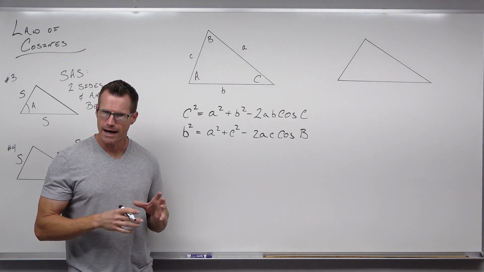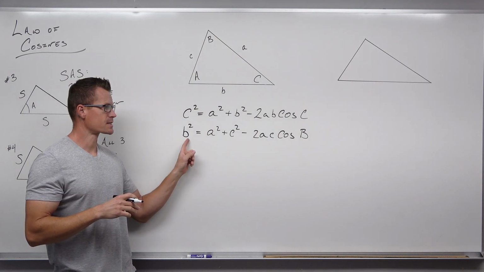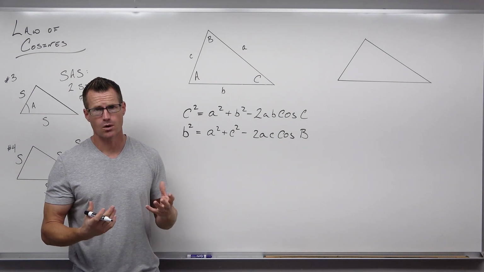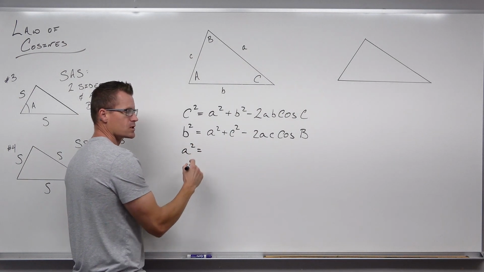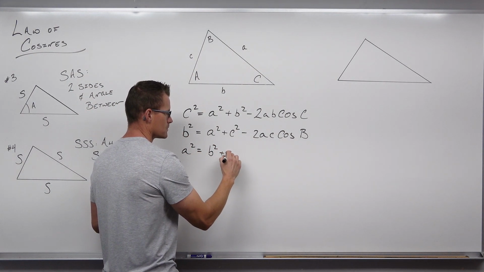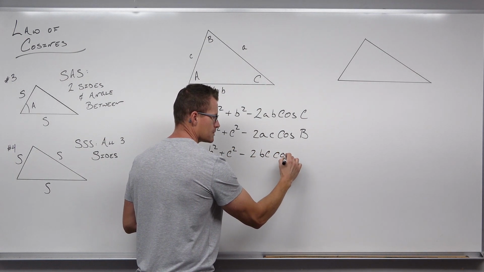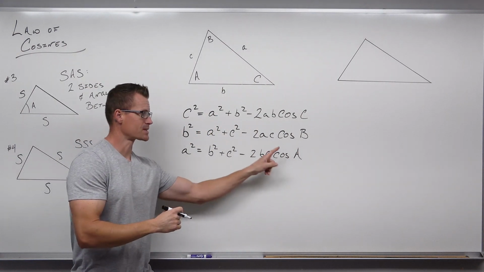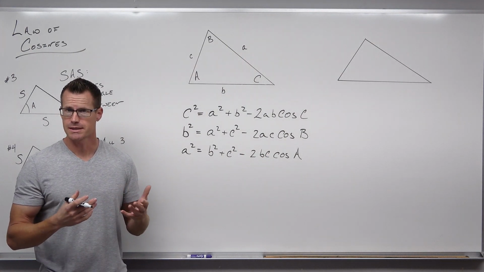If you remember that, you don't have to remember the formulas as much. Just remember that this side and this angle are opposites, and the rest of the stuff are the sides that you already know. What if you're trying to find side A? Then A squared is going to be the sum of the other two sides squared, minus twice the product of those sides and the cosine of the angle between them. This is opposite that angle. These sides you would know. This is what the law of cosines says.